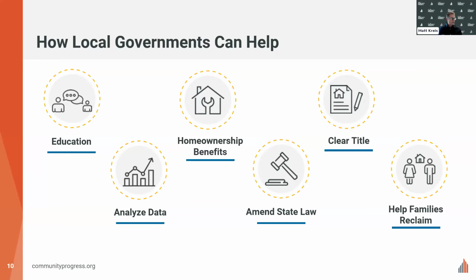Clear title or resolved title, right? That's another important area. Maybe local governments have some tools or some resources to be able to help people, either direct them to resources or lawyers who can help families resolve those issues. Maybe there are entities like land banks that have the ability to file bulk or expedited quiet title actions and might be able to serve as a resource for folks looking to resolve some of these issues.